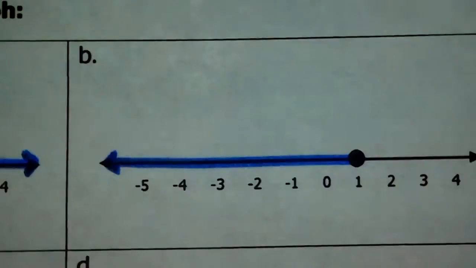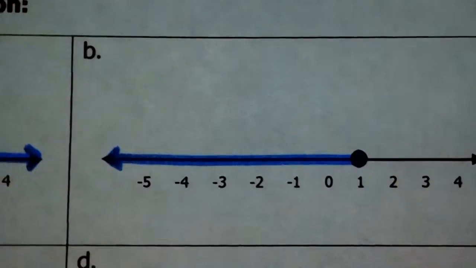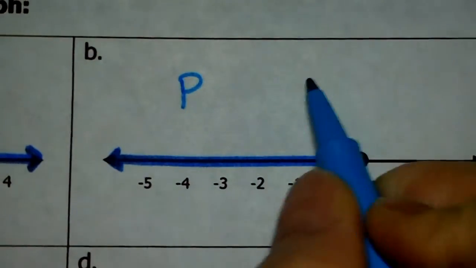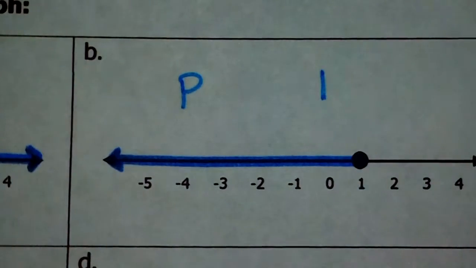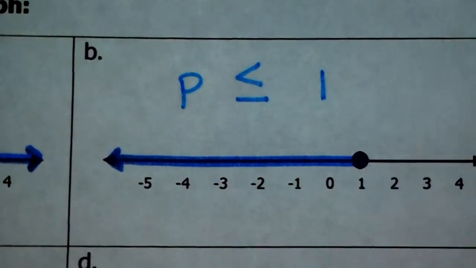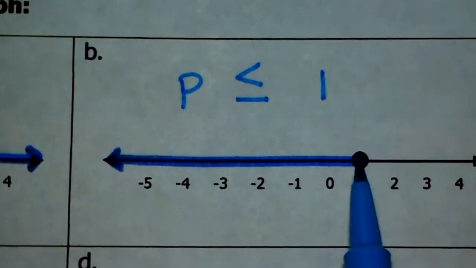All right, let's try another one. Again, I'm going to write down my variable. There's a closed circle on the 1, so I'm going to put 1 on the other side. I see that it's closed, so I'll put a line underneath. And all these values are shaded in this direction to the left, so I'm going to use a less than for left. So this represents p is less than or equal to 1.